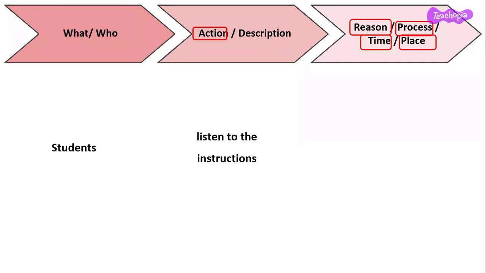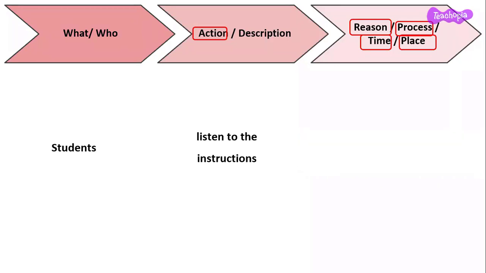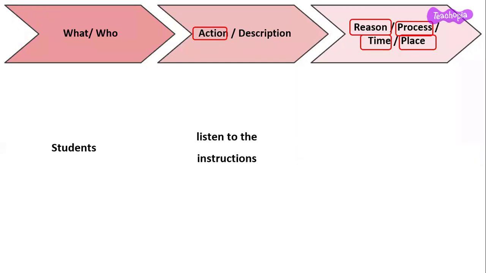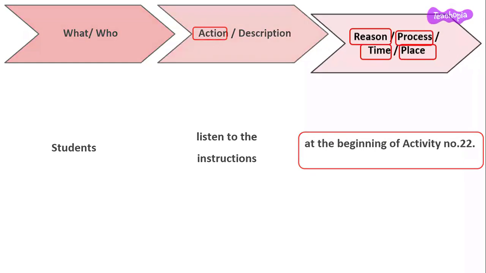So my sentence is, students listen to instructions. What is the reason? Because you will need to remember what I am saying. So students listen to the instructions because you will need to remember what I am saying. Next, students listen to the instructions. What is the process that I want them to follow? I want them to be careful. So students listen to the instructions carefully. Next, what is the time that I want? Students listen to the instructions when I say start, and the place, students listen to the instructions at the beginning of activity number 22.